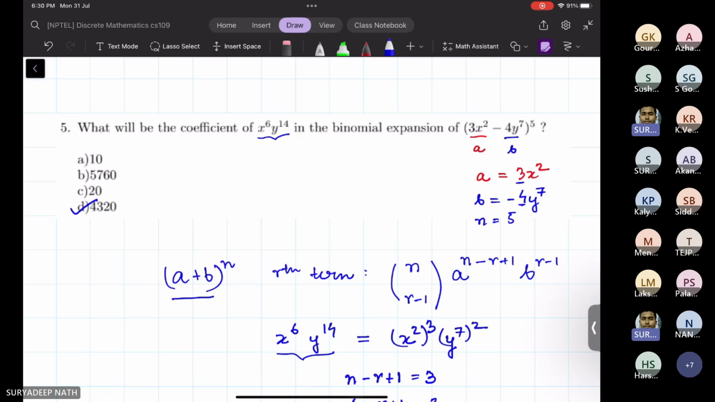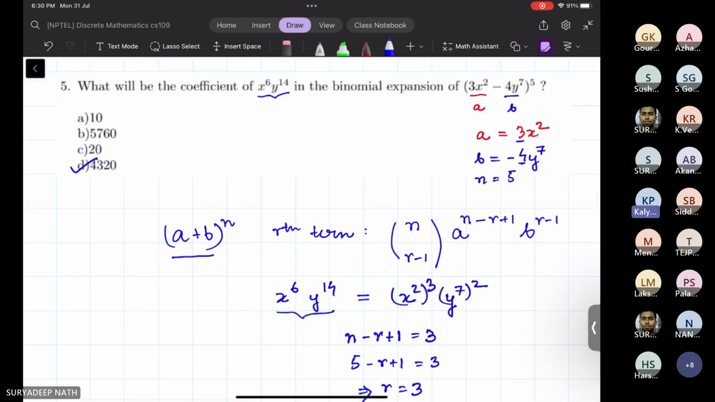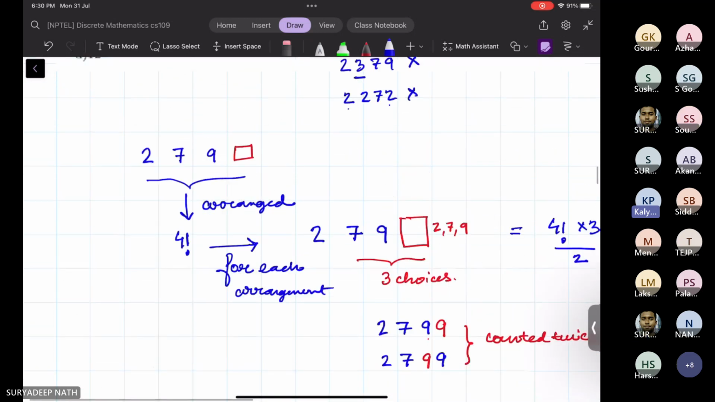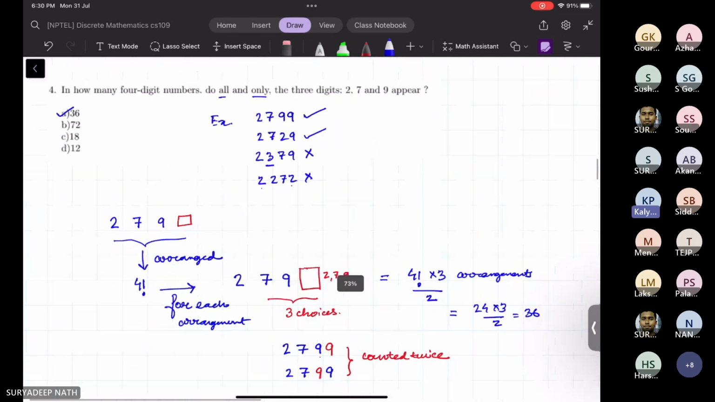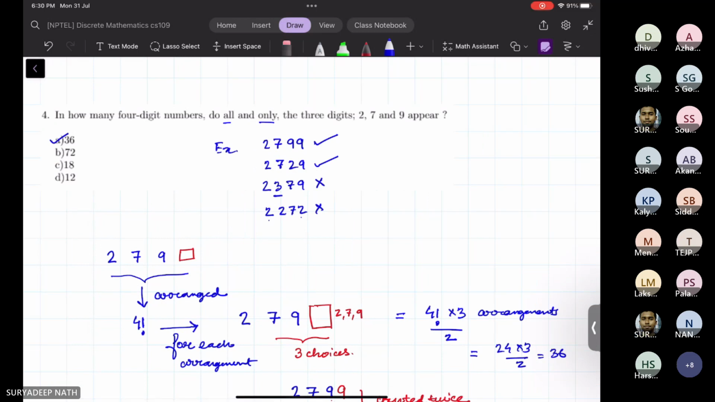Okay, do you have any doubt so far? I have one question in the previous problem. Why are we dividing it by 2? Can you please explain? Okay, so in question number 4, this one.